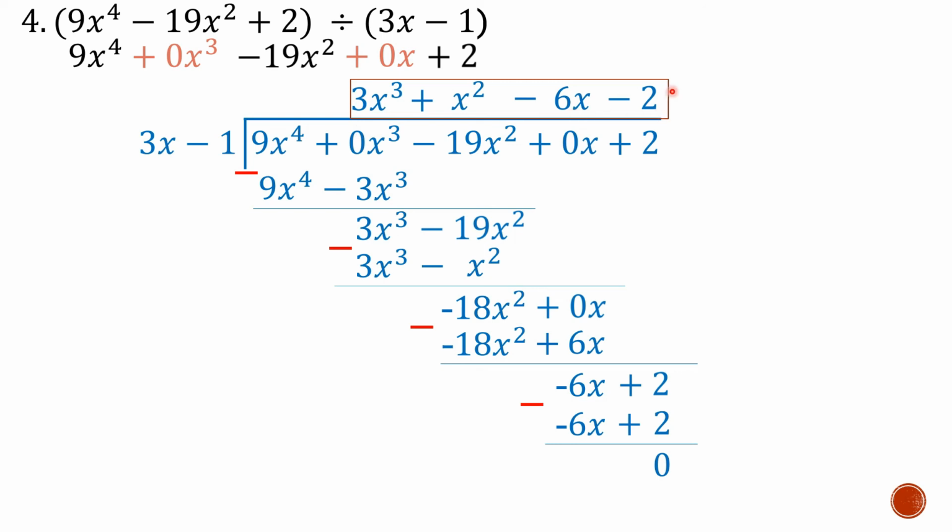So remember that if we have a zero remainder, that means that our divisor is a factor of the polynomial dividend. So in other words, 3x minus 1 is a factor of 9x to the fourth minus 19x squared plus 2.